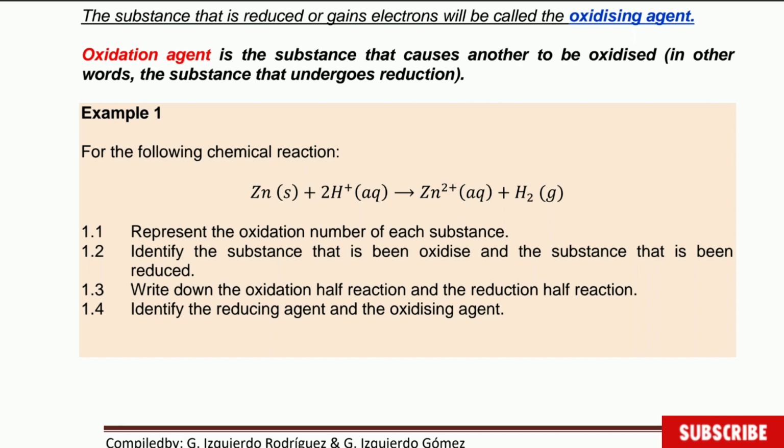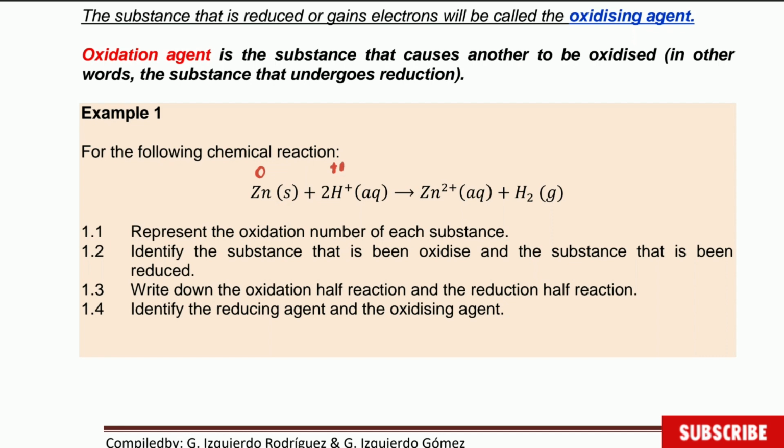For zinc, remember that atoms or molecules made of one atom have an oxidation number of 0. So the oxidation number of zinc in this first part is 0. This second one here is a monoatomic ion with a positive charge, so the charge here is going to be positive 1. That is the oxidation number of hydrogen at this specific point.